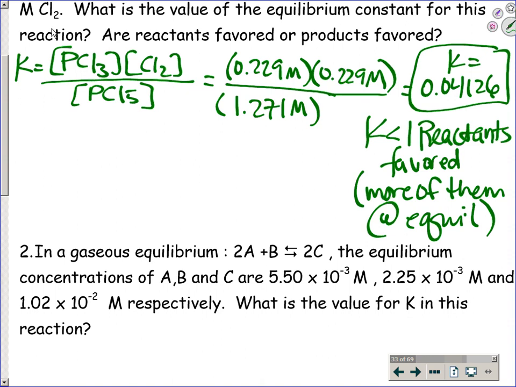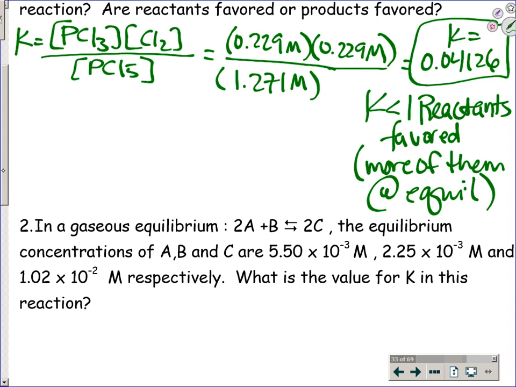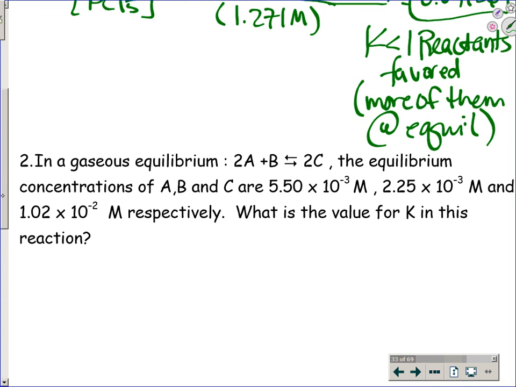Thumbs up if you're done with the first example. If you're done with the first example, go ahead and check your work on the board. PCl3 product times Cl2 product over PCl5 reactant. Plug, plug, plug, low number. So give me a thumbs up if you got 0.04 or something. Okay, and everybody knows that K value is less than 1, reactants are favored. Keep moving. Just give me a chance to get some feedback as you go.